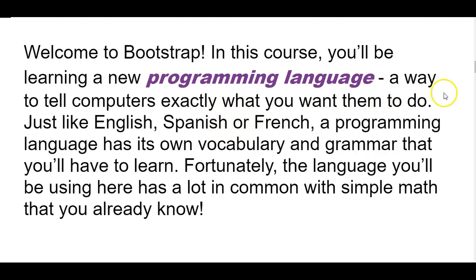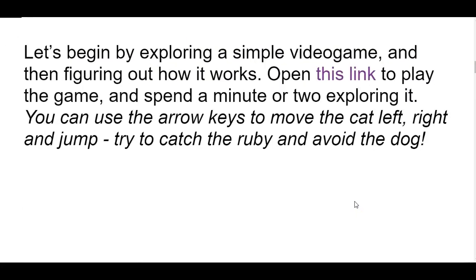Now, a programming language is a way to tell computers exactly what you want them to do, right? Computers are actually pretty dumb. They only do exactly what you tell them to do, and you have to speak their language in order to tell them to do it. So it says, just like English, Spanish, or French, a programming language has its own vocabulary and grammar that you'll have to learn. Fortunately, the language you'll be using here has a lot in common with simple math that you already know. So let's begin by exploring a simple video game and then figuring out how this works.